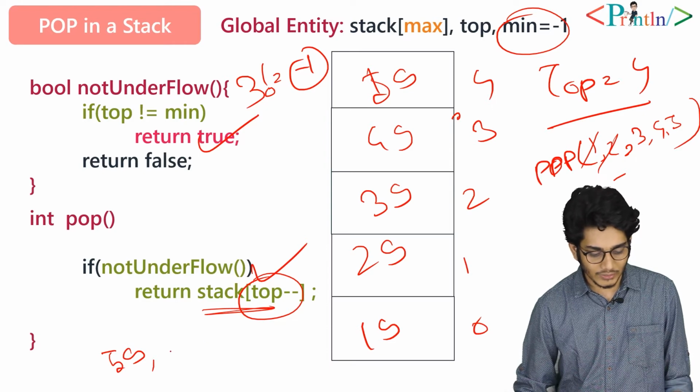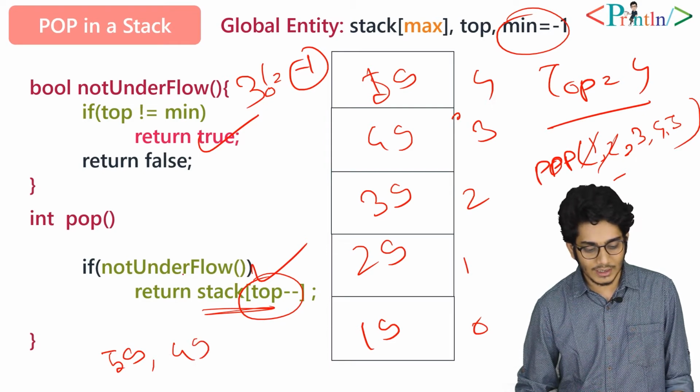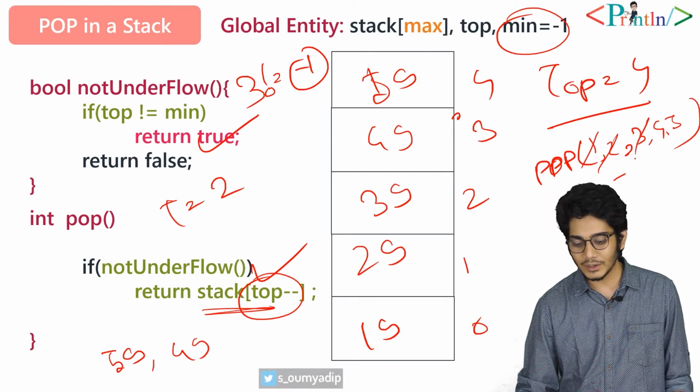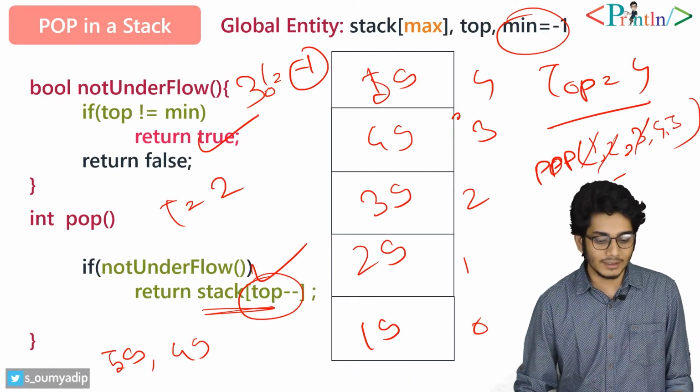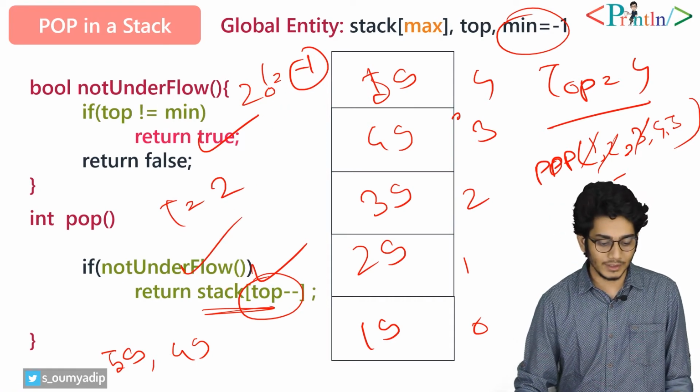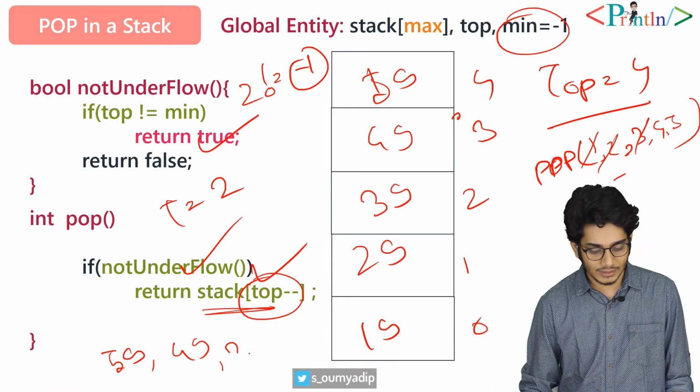Then we'll again return 49 and we'll again decrement the value of the top. It will be 2. Then we'll call the pop function the third time. Then what will be the value of the top? It will be 2. And again we'll check that the underflow function is not equal to -1. Then we'll again return 39.